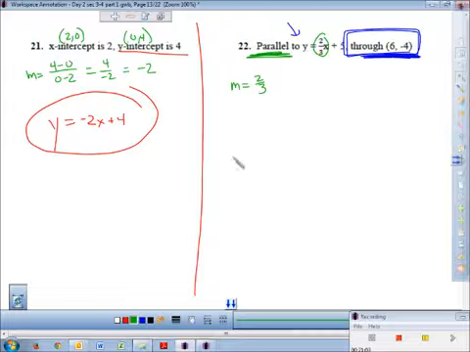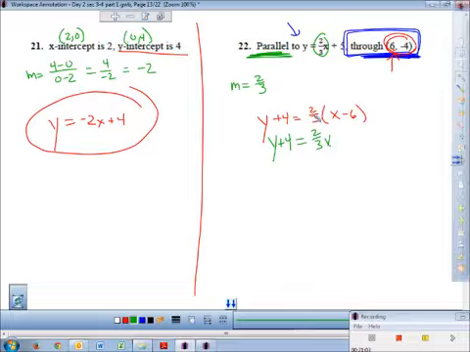Parallel means same slope. So now, I can't just go straight to slope-intercept form because this guy right here is not the y-intercept. How do I know it's not the y-intercept? The x value is not 0. So I need to use point slope form. I have a point, I have a slope, I will put that equation in point slope form and then convert it to slope-intercept form.